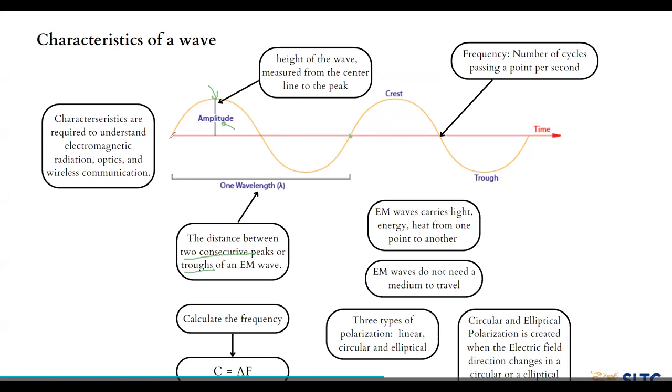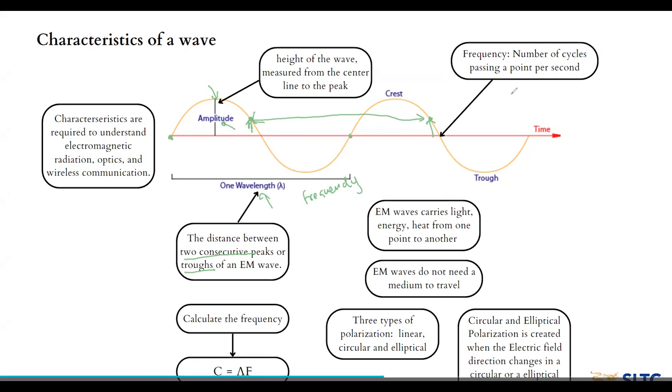Once we take these two points, we can call this the wavelength. Then we can take this point, and we can call this the wavelength. So two consecutive points that show the same amplitude in the same direction, we call the wavelength. Likewise, we can define wavelength, frequency, amplitude, and so on for a wave.